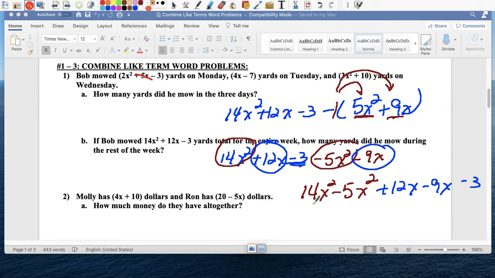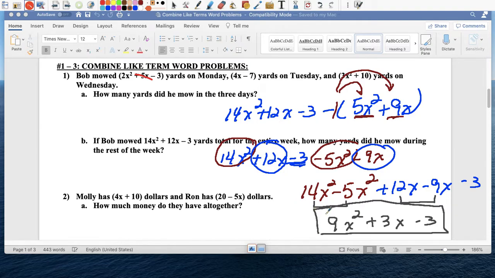Combine like terms. What's 14 minus 5? It's 9x squared. What's 12 minus 9? It's positive 3x, and minus 3. So how much did he mow on the remaining days of the week? 9x squared plus 3x minus 3.